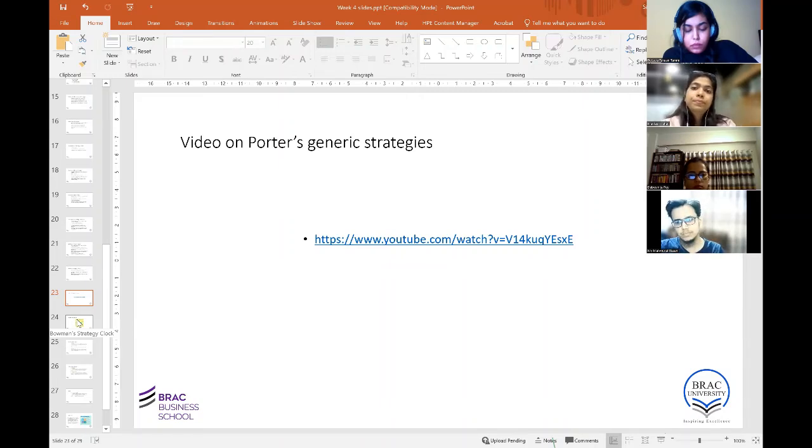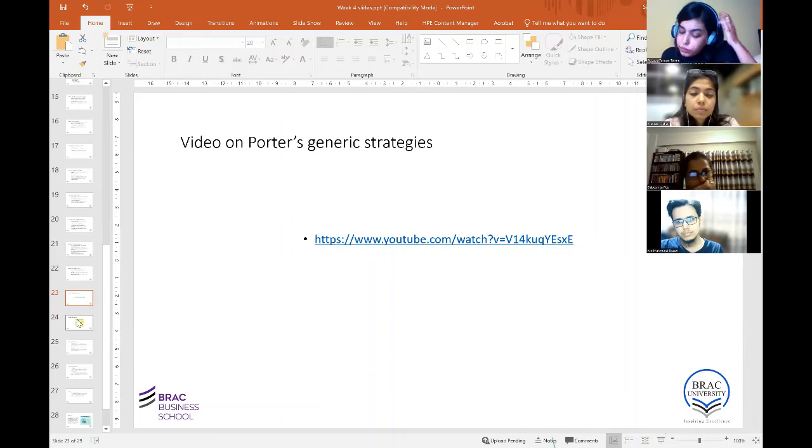Number 1 was cost leadership, number 2 was differentiation, and number 3 was focus. The focus strategy could be low cost or a differentiation focus strategy as well. All right, so these are the 3 main strategies of Michael Porter.